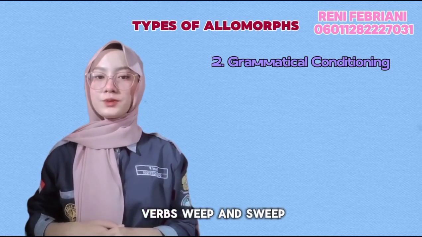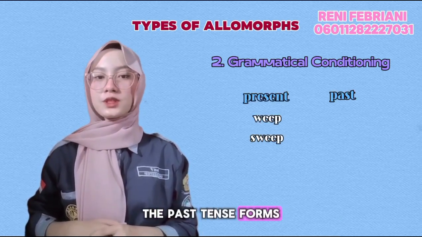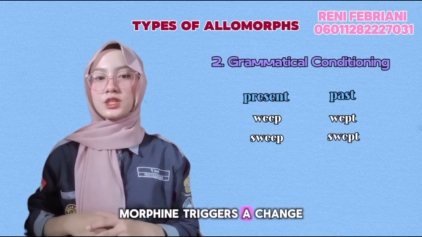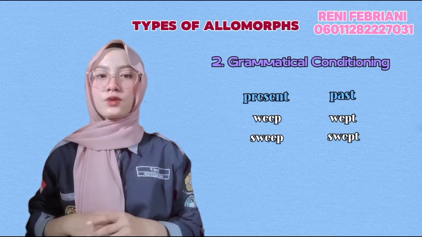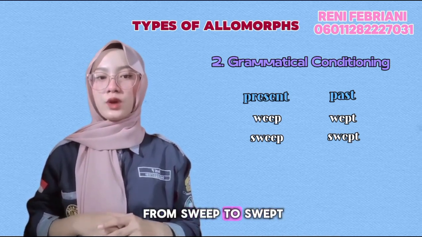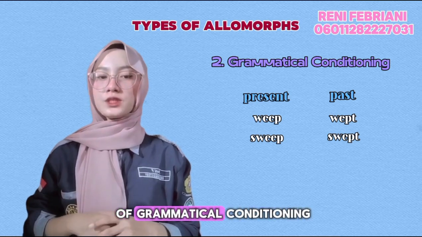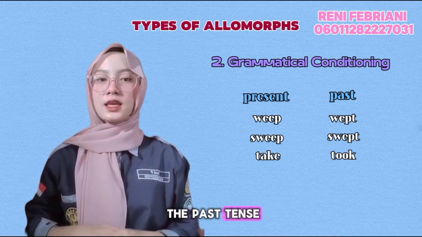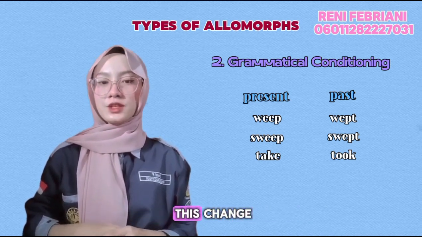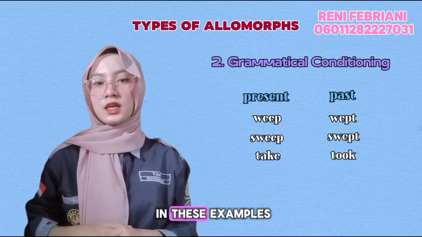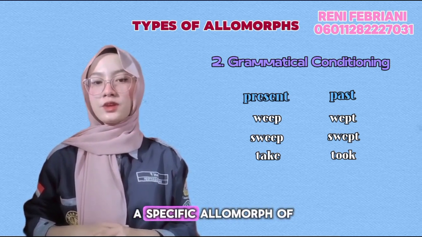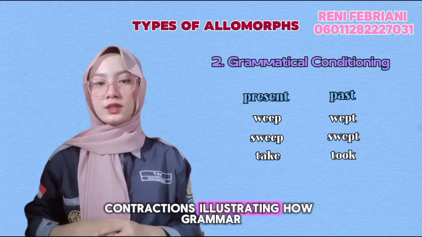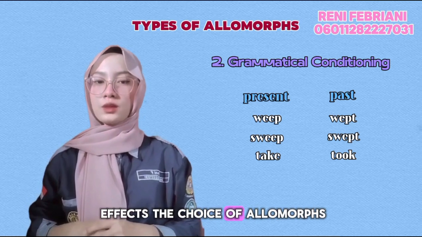For example, for the verbs weep and sweep, the past tense forms are wept and swept. The presence of the past tense morpheme triggers a change in the stem of the verb, from weep to wept, from sweep to swept, which is an example of grammatical conditioning. Similarly, the verb take changes to took in the past tense, even though there is no phonetic reason for this change. The past tense morpheme in these examples requires the use of a specific allomorph of the verb that is only used in past tense constructions, illustrating how grammar affects the choice of allomorphs.